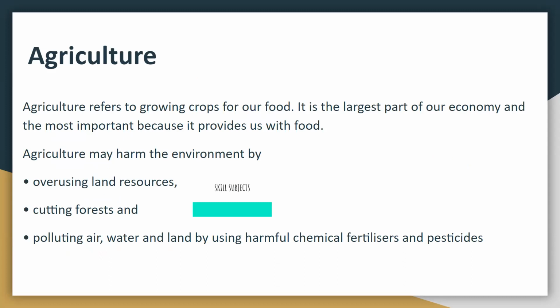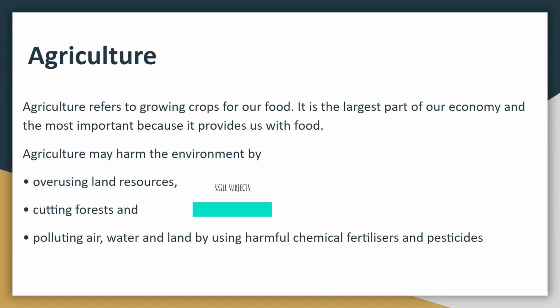So first one is agriculture. What is agriculture? Agriculture is growing of crops for our food. And it is considered as the largest part of our economy, that is of our country, and the most important because it provides food. So agriculture is a sector which not only satisfies the need of food in our country, but they also export grains to the outer countries as well.